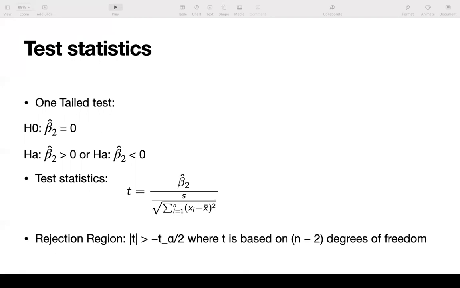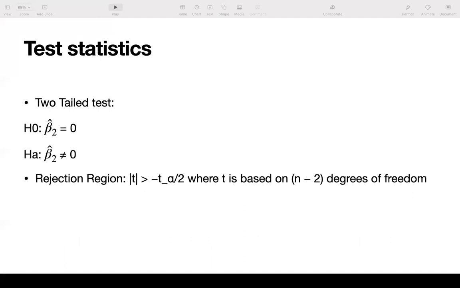So for the rejection region, we have the absolute value of t larger than t alpha divided by 2, where t is based on n minus 2 degrees of freedom. And also for the two-tailed test, we have the null that beta 2 is equal to 0, and the alternative that beta 2 does not equal 0. So we have the rejection region where the absolute value of t is larger than t alpha divided by 2, and t is based on n minus 2 degrees of freedom.